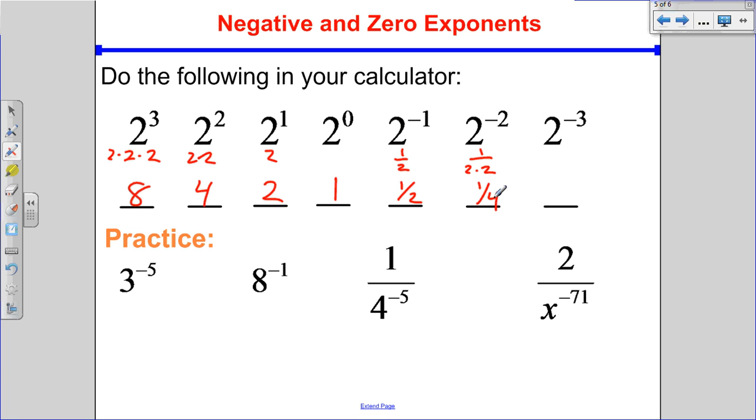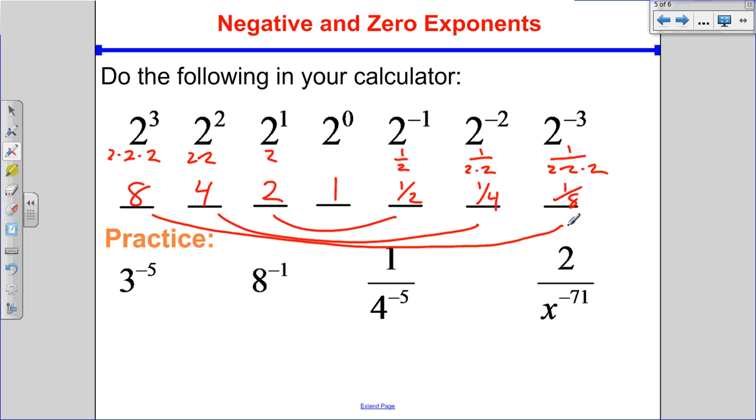1 over 1, 1 over 4. And the same thing over here. 1 over 2 repeated 3 times, which is 1 over 8. So notice we have the same numbers put in different positions. So the negative means you put it in the opposite position.